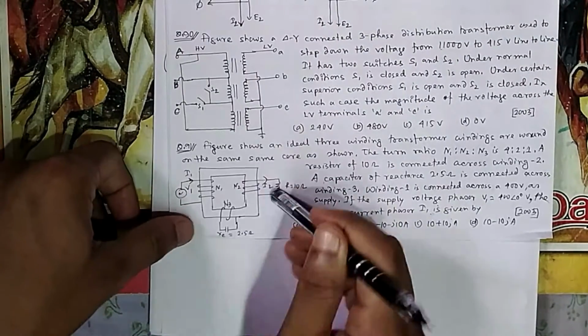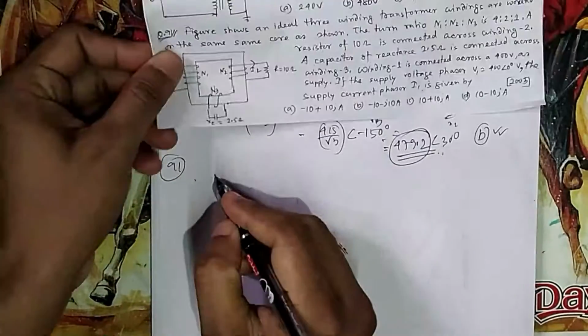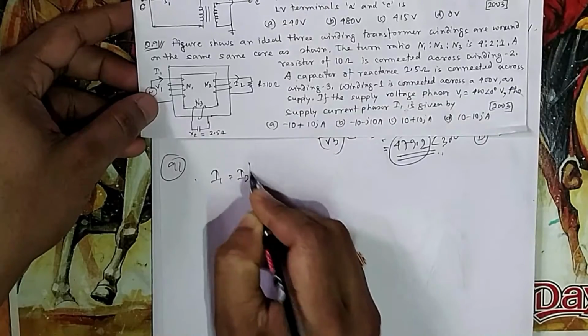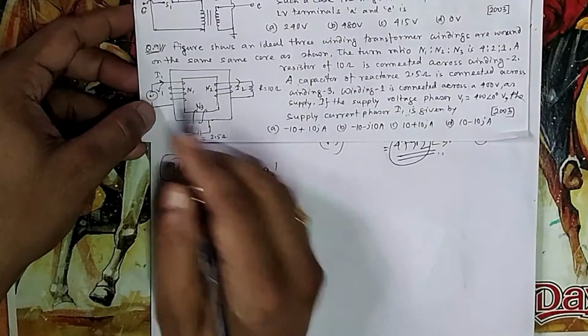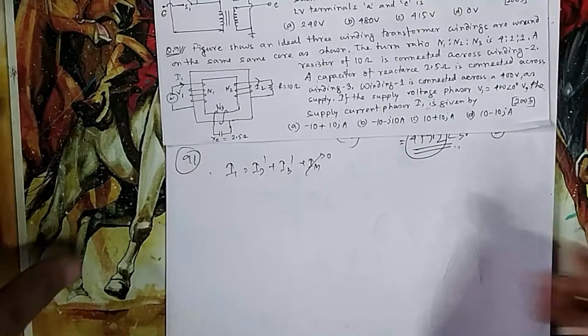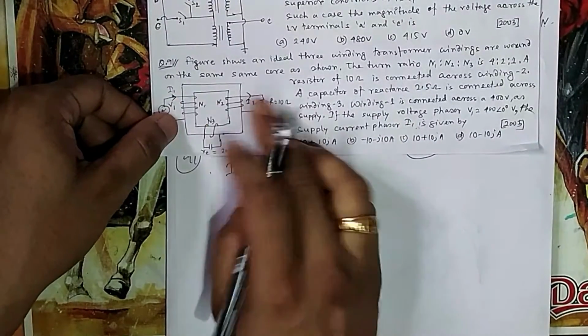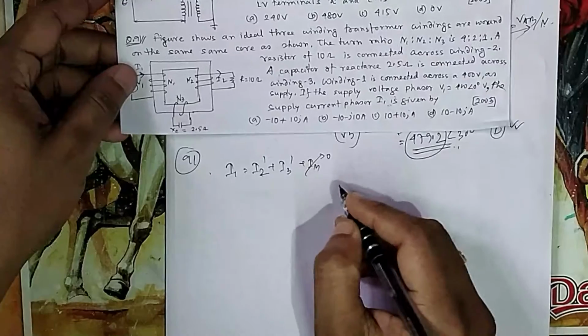So ultimately this and this, when reflected to primary, will be just parallel to each other, because your I1 is simply the summation of I2 dash plus I3 dash. If I take Im as 0, you can take it as negligible. So that means this resistance and this reactance are connected in parallel if you are referring to that side, R dash and XC dash. So what will be R dash?